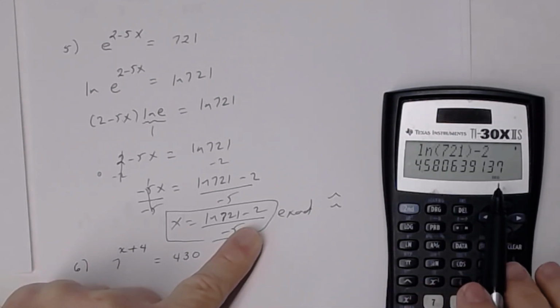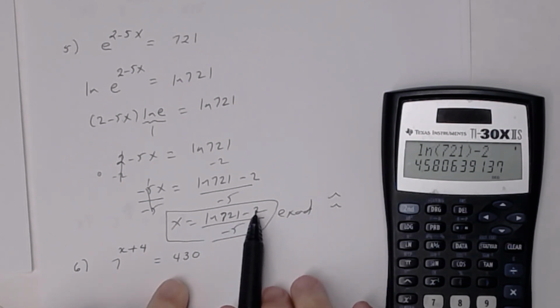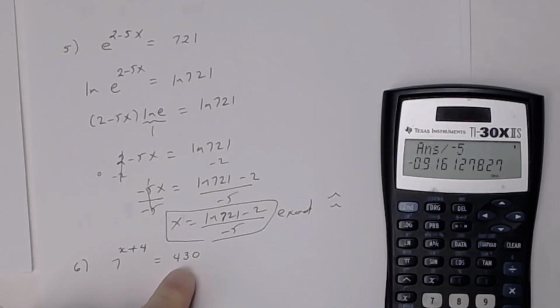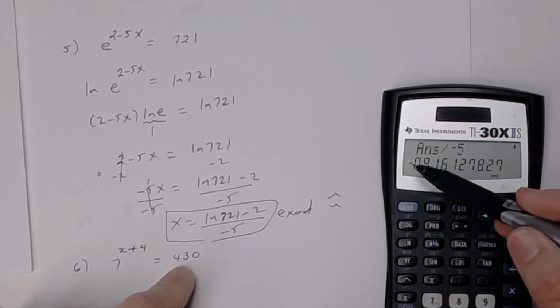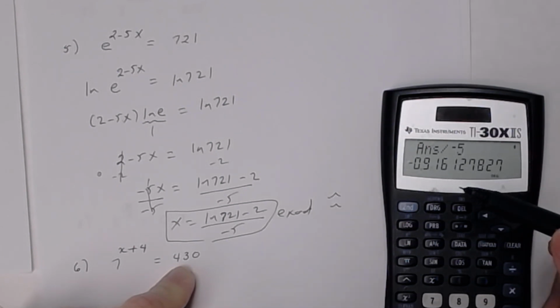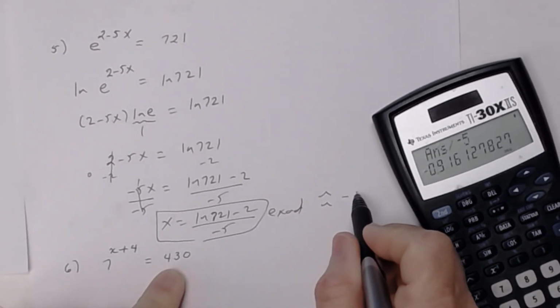So that's your numerator. Then I've got to take that numerator and do what to that? Well, I've got to divide by negative 5. Well, let's go ahead and do that. Divided by negative 5. And when I do that, that is your answer. So this is to the nearest thousandths. That's going to be a negative 0.916, right?